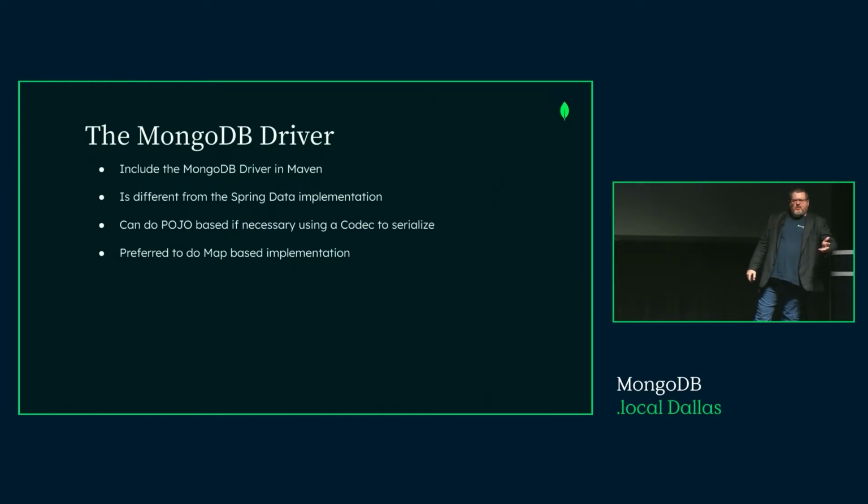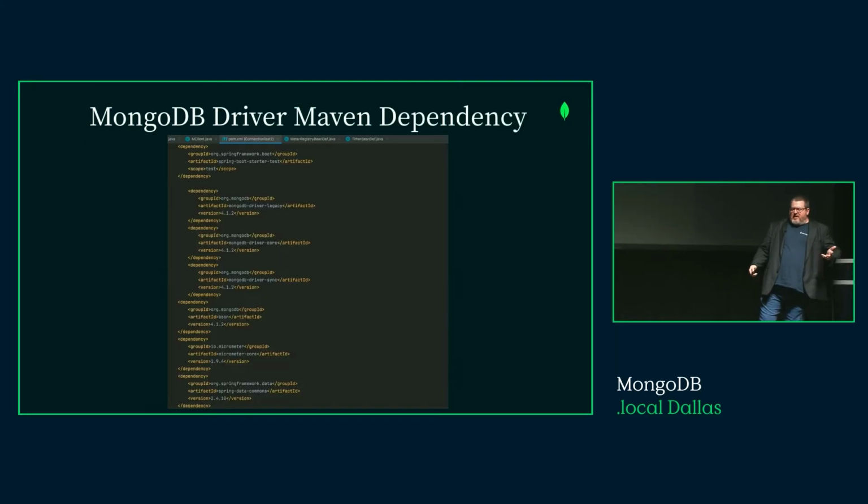This is very different from Spring Data. We can do strictly typed entity POJO-based stuff with the MongoDB driver using something called a codec. We register a codec and say, I need to be able to serialize and deserialize this into an object in Java. And it's there, and it's cool. It may look something like this.